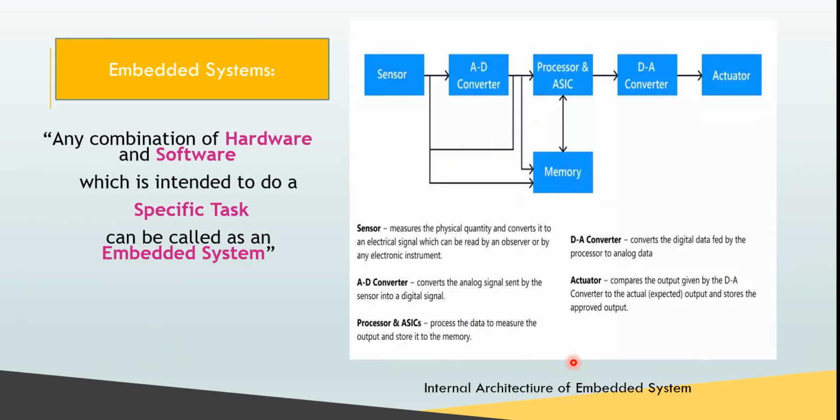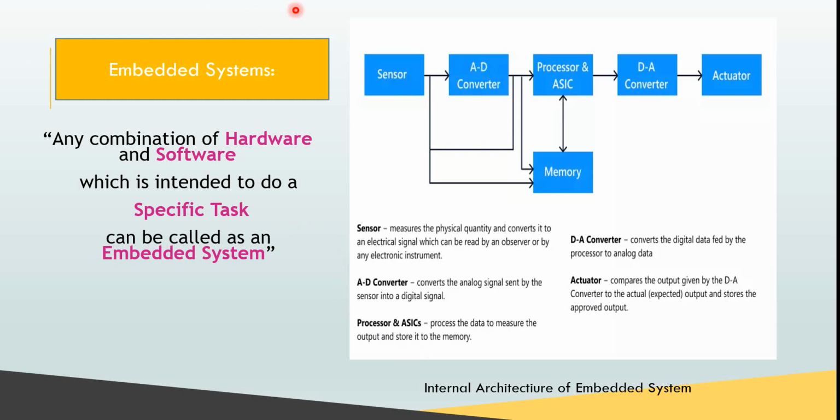Let's get deeper. Where there is an Internet of Things, there definitely should be an embedded system. An embedded system is nothing but a combination of software and hardware which is designed for a specific purpose. It is called an embedded system.